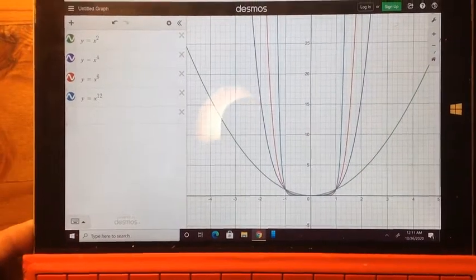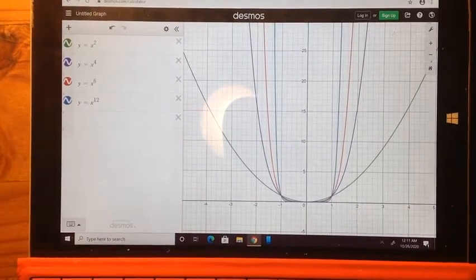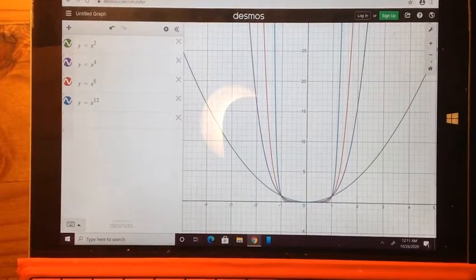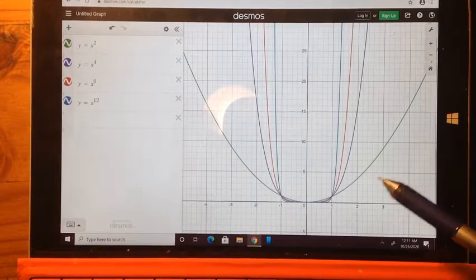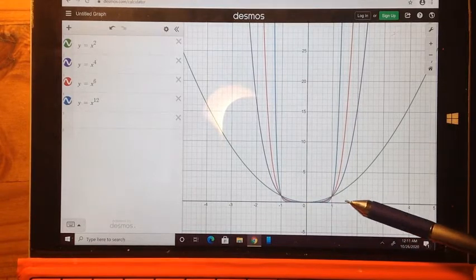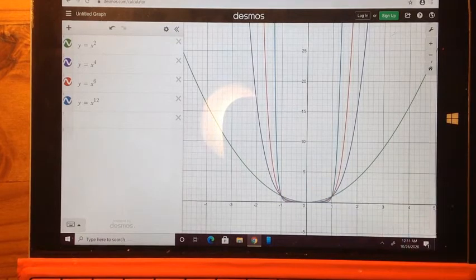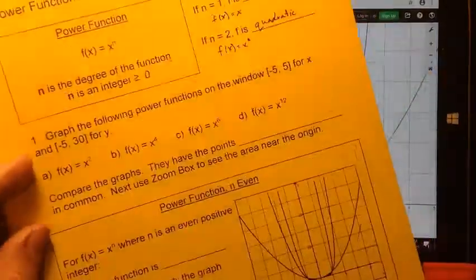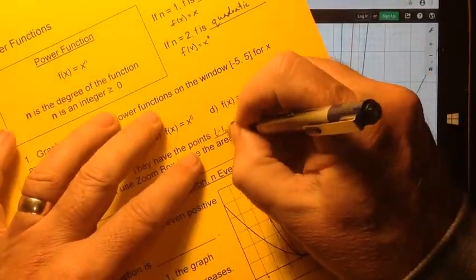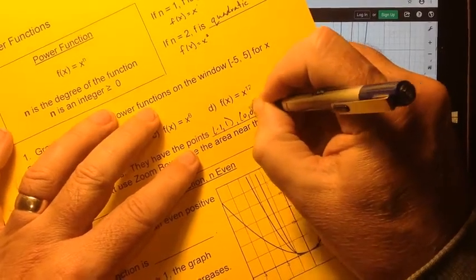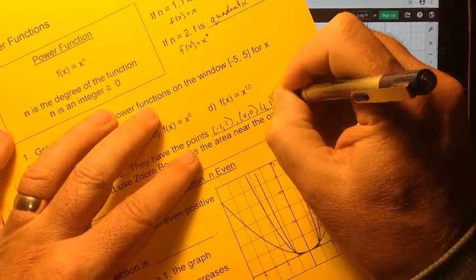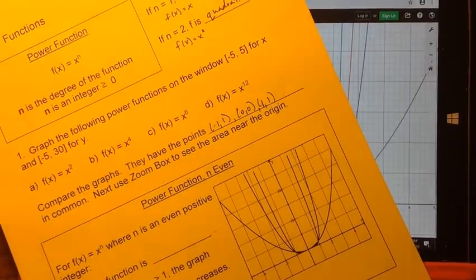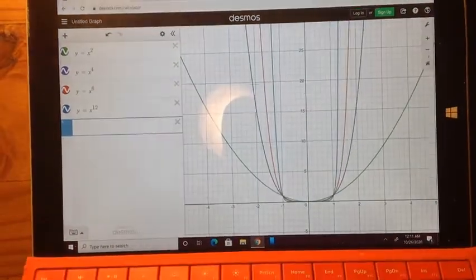Okay. So now that we see this, let's answer the questions. It says compare the graphs. They have the points blank in common. Well, they're all going to go through 0, 0. And you can see they're all crossing right here at 1, 1. And they're all crossing right here at -1, 1. So they have 3 points in common here: -1, 1, 0, 0, and 1, 1. Okay, so let's set that aside for just a sec.